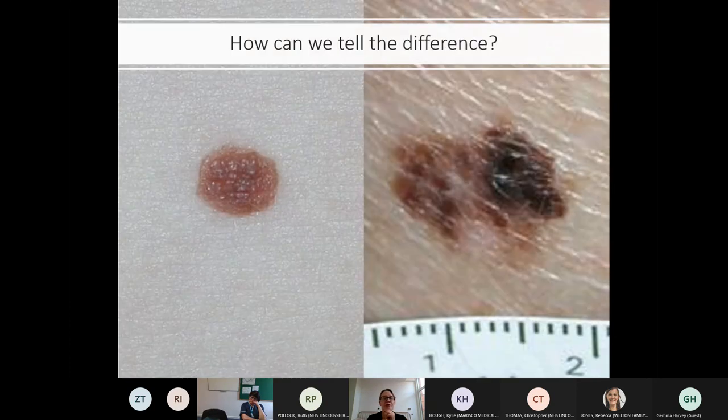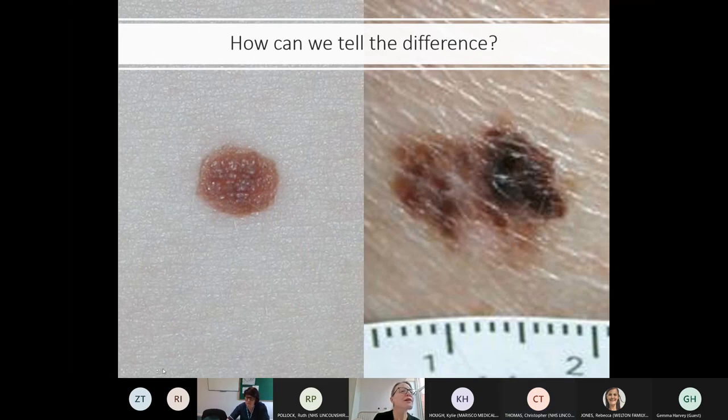So if we look at these two that we've looked at, the normal mole and the melanoma, how can we tell the difference between those? What things suggest that this is fine, this really isn't fine? It's not smooth, it's ragged, it's discoloured. Yeah. And what do you mean by discoloured? It's like a two-tone colour there. It is. You've got light brown and darker brown.